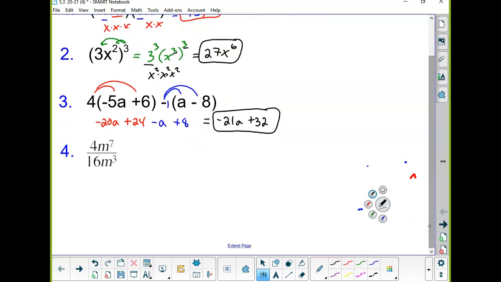All right, number 4, I like to think of this as 2 different ways, 2 different problems. I like to think of it as a fraction, or 16ths. We can reduce that down. 4 over 16 is the same as 1/4.